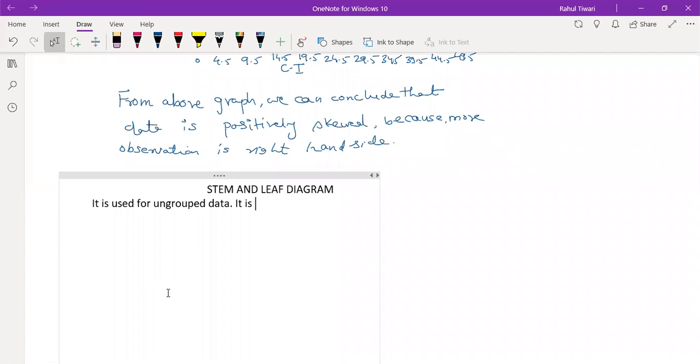It is the most useful technique of exploratory data analysis. I mean, you can explore it. Exploratory data analysis.